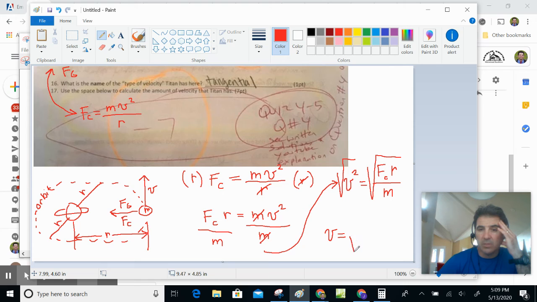V equals the square root of the force, which is the centripetal force, which happens to be the same as the force of gravity from the previous equation, times the radius, which happens to be the radius of the orbit, divided by the mass. Now there's two masses given. There's the mass of Saturn, and there's the mass of the moon. The question is, which one are we talking about going around in a circle? We're talking about the moon going around in a circle. So that's how you solve for the velocity there.